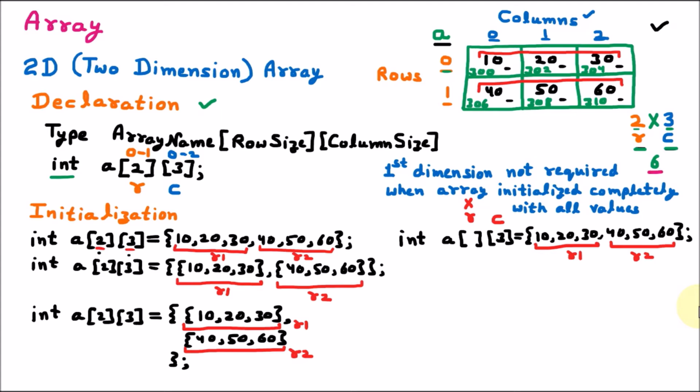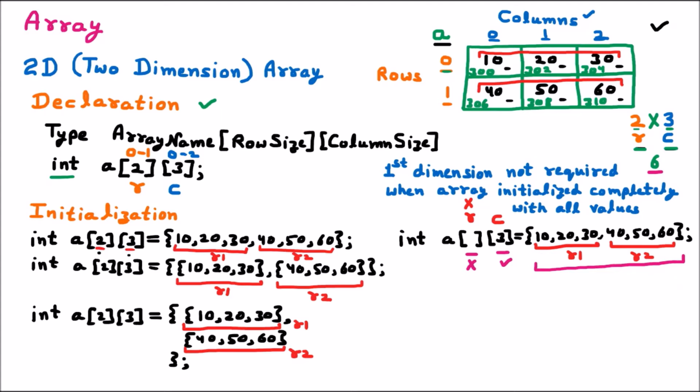So here we should understand that whenever you are providing the complete initialization, means here the 6 values are there and you are providing all the 6 values, 10, 20, 30, 40, 50 and 60. So here the column size, that means 3, is required, but the row size is not required, means you provide it or not, that doesn't matter. So your initialization will be totally perfect.